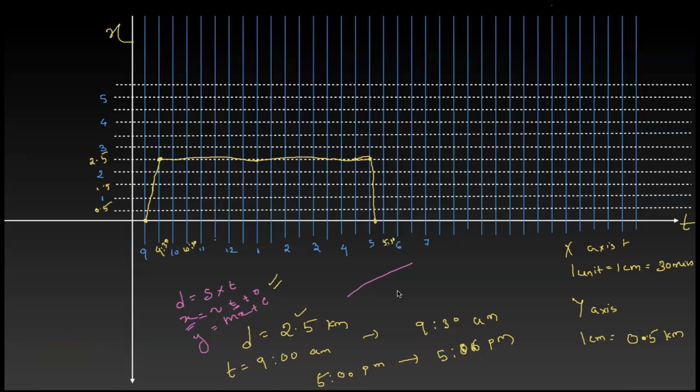Here you can see the slope is high. Why? Because the velocity with which she was coming back was 25 kilometers per hour, and the one with which she was going to the office was 5 kilometers per hour. So that's it for this question. If you have any doubt, let me know in the comments down below. Thank you. Bye bye.